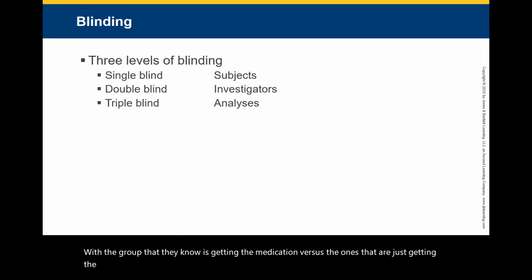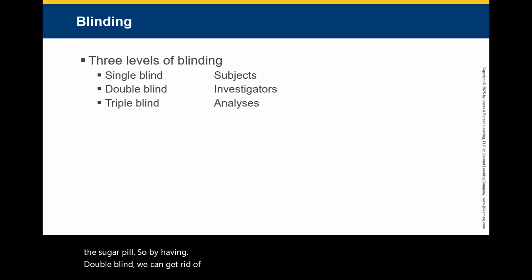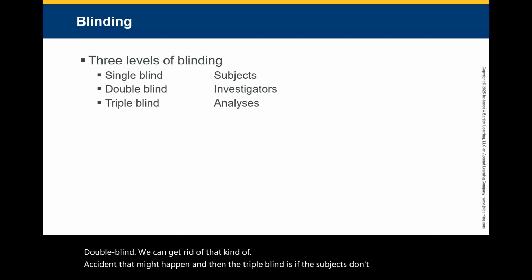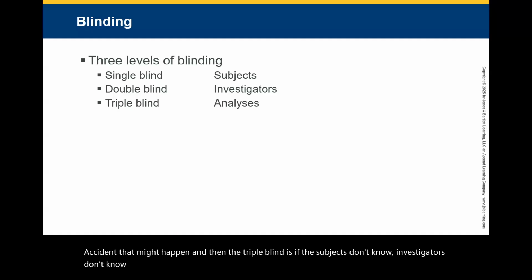So by having double blind, we can get rid of that kind of accident that might happen. And then a triple blind is if the subjects don't know, investigators don't know, and the analysts don't know.